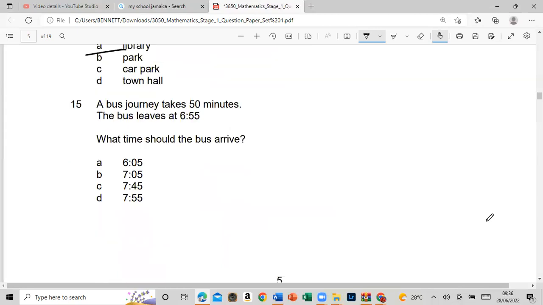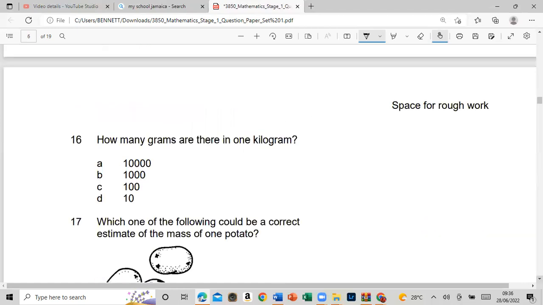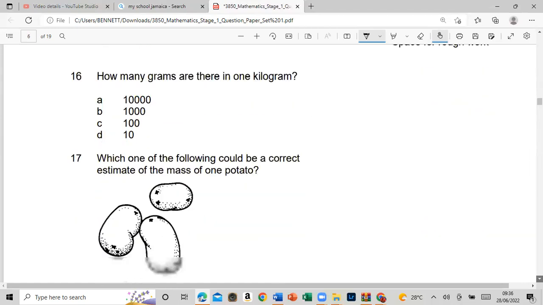A bus journey takes 50 minutes. The bus leaves at 7:55. What time would the bus arrive? So we need 5 more minutes to make it 8 o'clock, right? And then if you take off that, that's going to be 7:45. All right. So try to get your bus, guys. All right, let's move on to number 16.